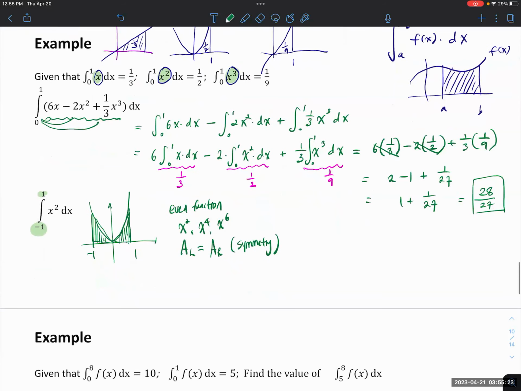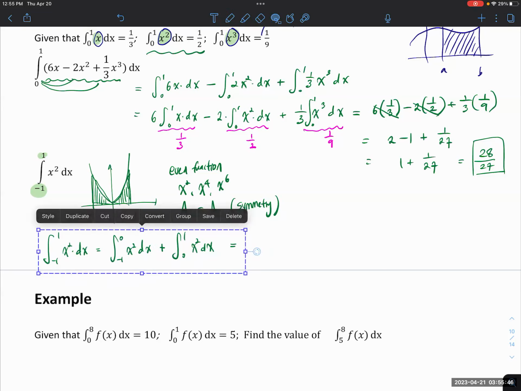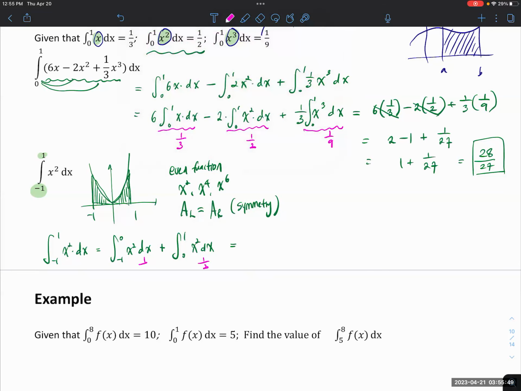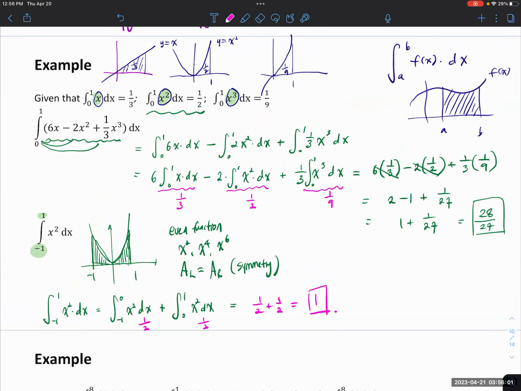Okay, so we can do that. -1 to 1, x second dx, means -1 to 0 with the same function x second dx, plus 0 to 1, x second dx. And we told you it's the same by symmetry. We already know this is 1/2, so if this is 1/2, the left side is also 1/2. Therefore, the total area is 1. That's it. So you can find out the area under the curve by understanding the symbol of the integral.